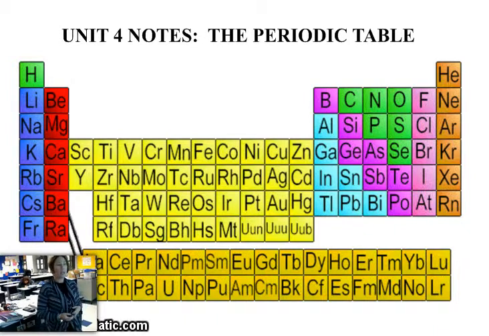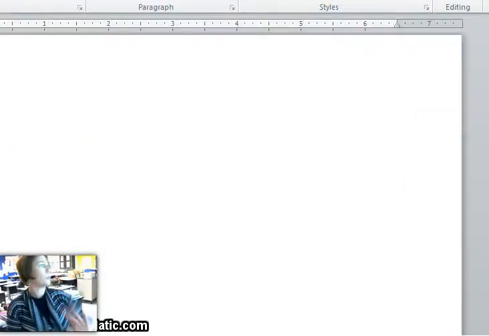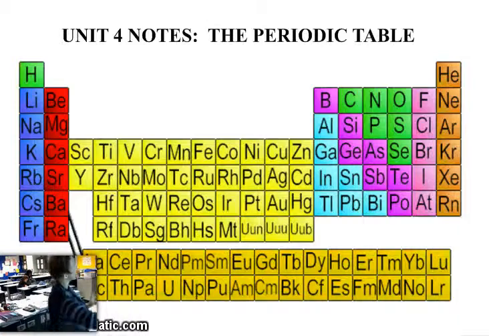So we'll have to know trends, like what happens as you go down the periodic table or across the periodic table, and be able to explain those trends. That's sort of where we're headed in this unit. The first thing we want to talk about is how the periodic table is arranged.